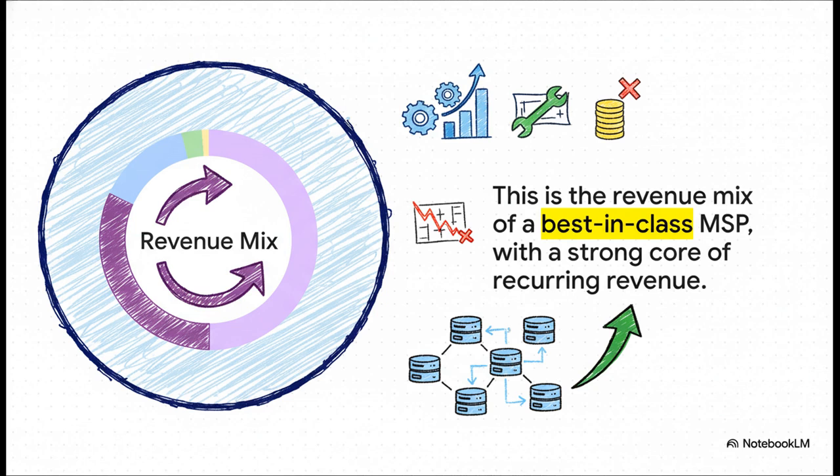This is the revenue mix of a best-in-class MSP. You see that strong, dominant core of 82% MRR. It's supplemented by strategic projects, and then there's this tiny, shrinking slice of break fix. This is what good looks like.